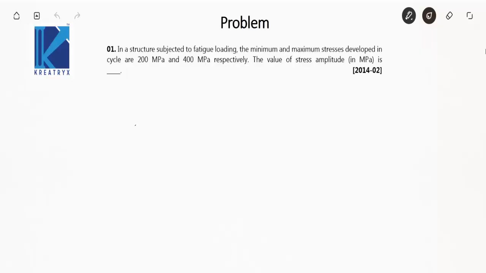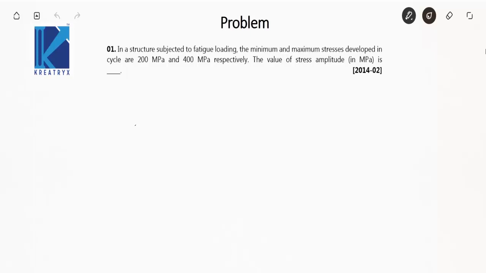Let's solve some previous year GATE problems from the subject Machine Design, and the chapter is Static and Dynamic Loading. The first question is: in a structure subjected to fatigue loading, the minimum and maximum stresses developed in the cycle are 200 megapascal and 400 megapascal respectively.